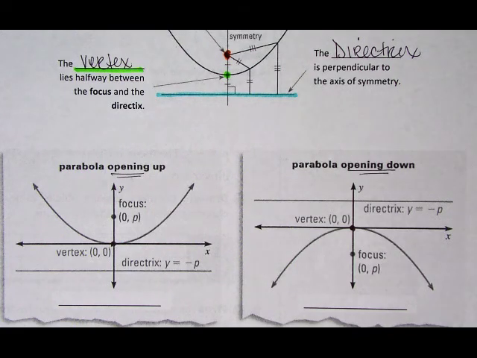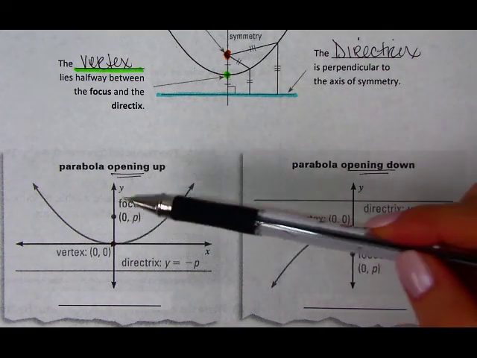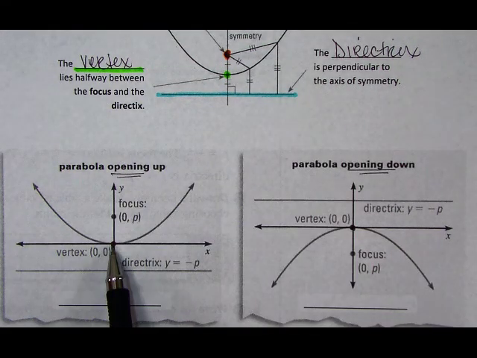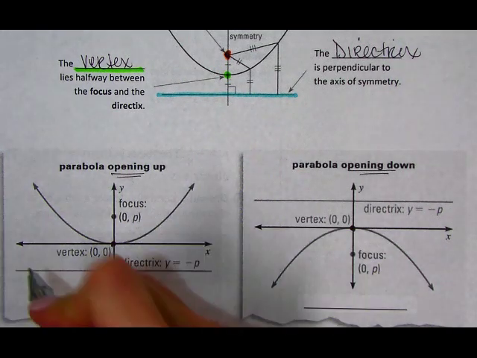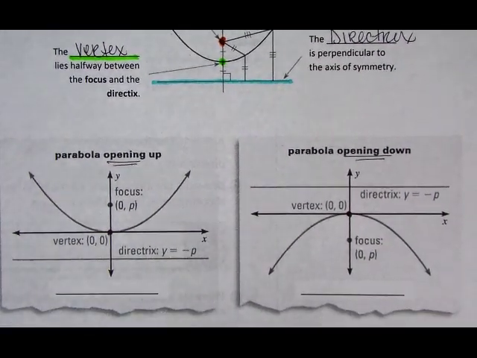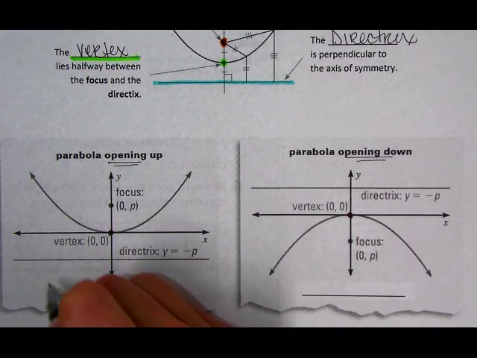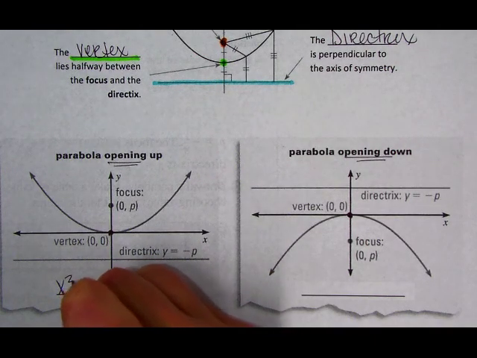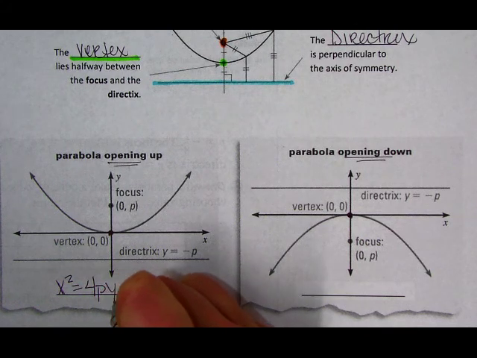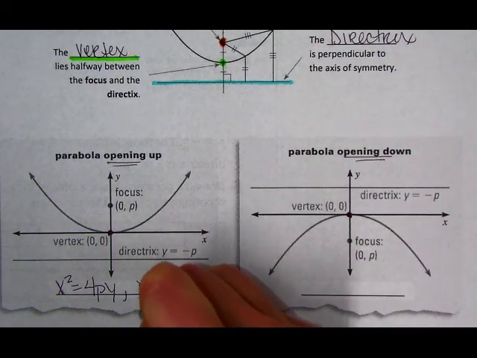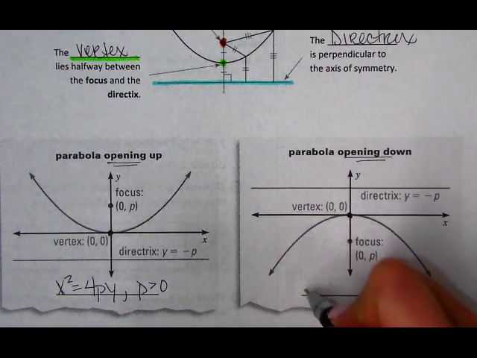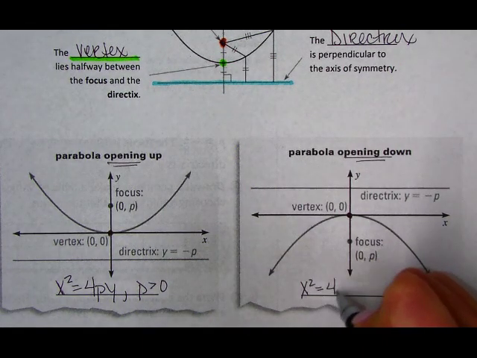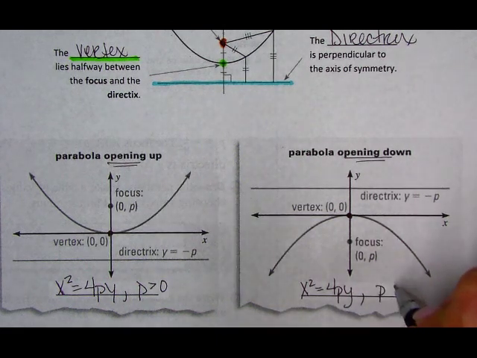So with your vertex at the origin, if your parabola is opening up or down, you're going to have the formula written as x squared equals 4py. Obviously, p is going to be greater than 0 in this case, and we'll talk about what p is in a moment. Or x squared is equal to 4py, with p being less than 0.